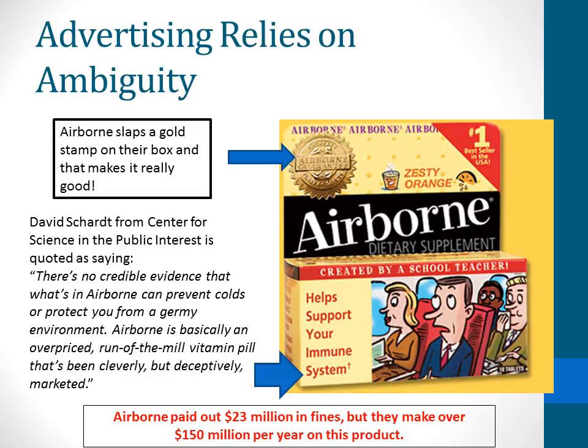Then you see the actual promotional part of this. Helps support your immune system. Well, it doesn't say that it stops you from getting sick. And the reality is, if you get 8 hours of sleep a night, that's going to help your immune system much more than a run-of-the-mill vitamin pill. So, what you see here is a company that has paid out $23 million in fines for deceptive advertising. But they make over $150 million per year on the product. So, it's just an expense of doing business when they lie to their customers.